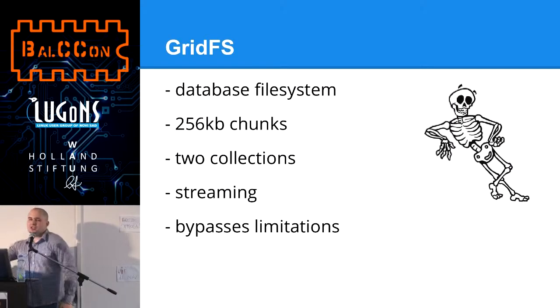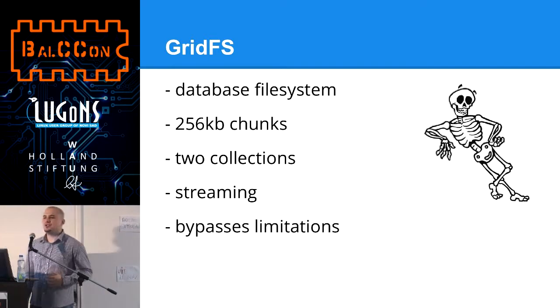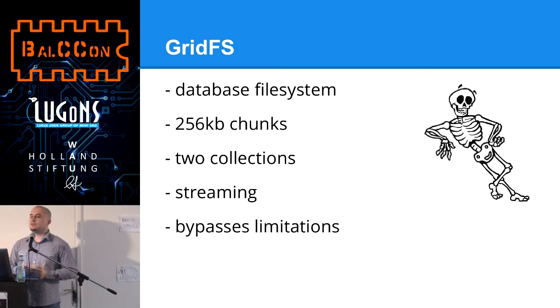The third feature that I really personally like is GridFS, and it is a specification for storing files which are larger than 16 megabytes. Basically, BSON documents can store 16 megabytes of data, but if you need to store a bigger file, there comes GridFS. GridFS can be considered a database file system. It works by splitting the file into 256 kilobyte chunks, and those chunks are written in a special collection called fs.chunks.